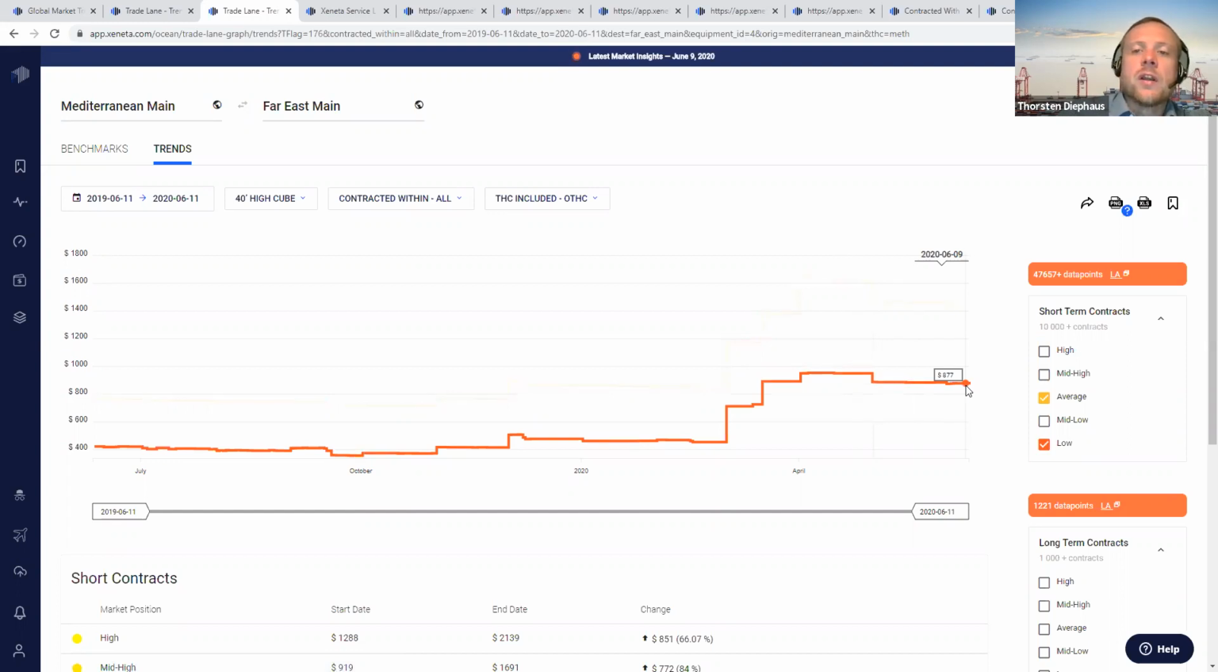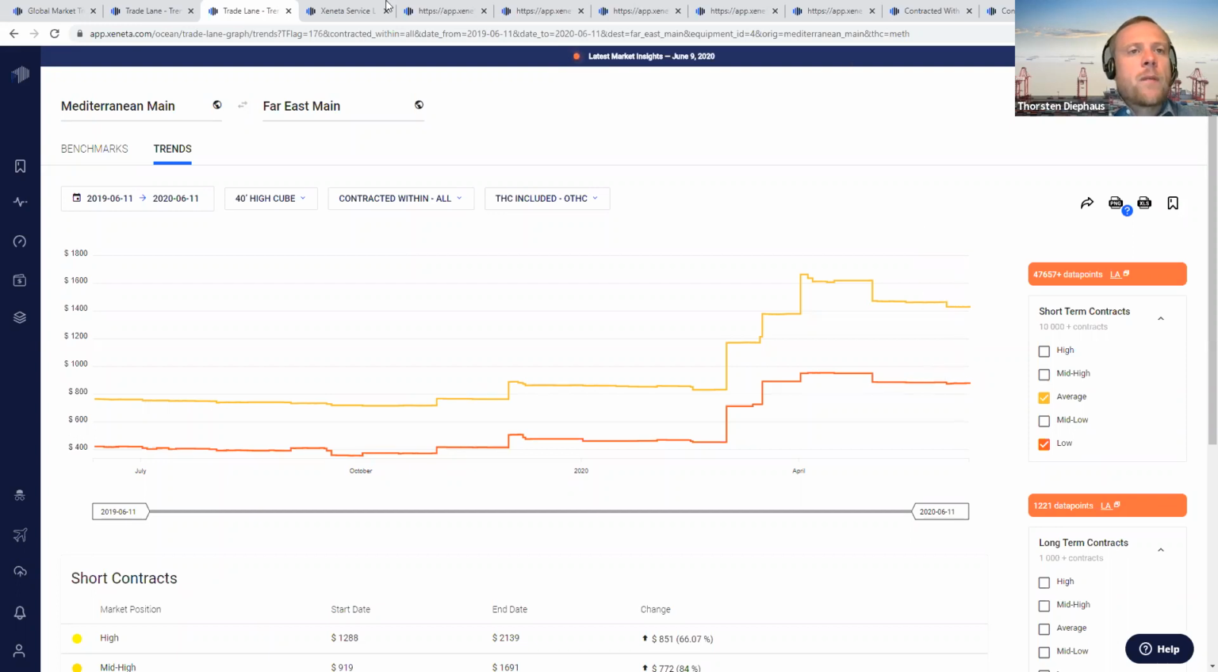The low end also slightly decreased from 950 to 880, but it's still the same picture compared to the end of last year, for example. The prices are twice as high as they were last year. So this kind of drop is probably more related to the fact that the overall level is on a very high side, and this is probably not really related to the decreased oil prices.